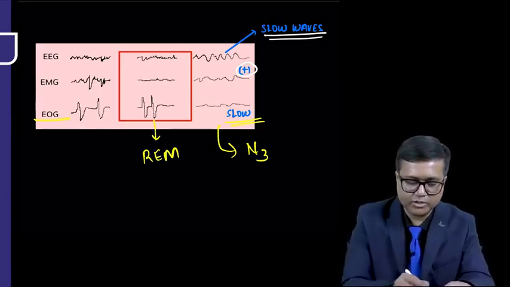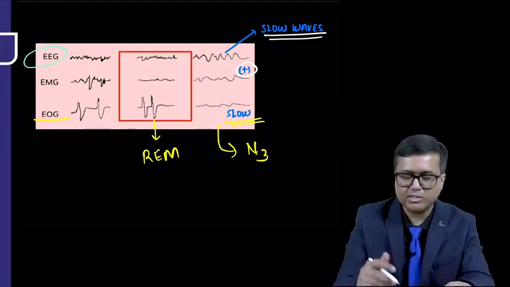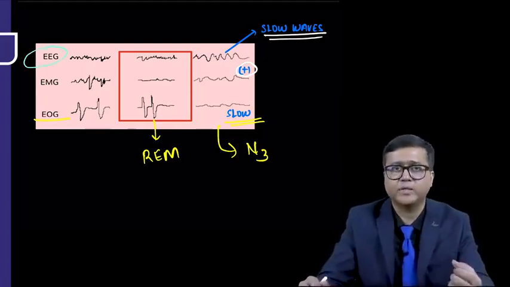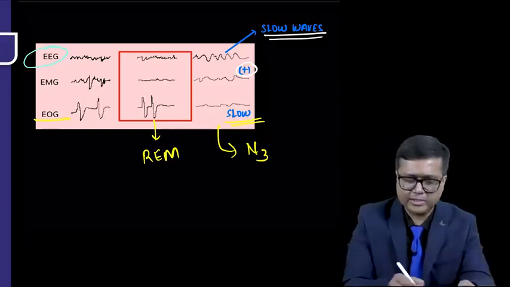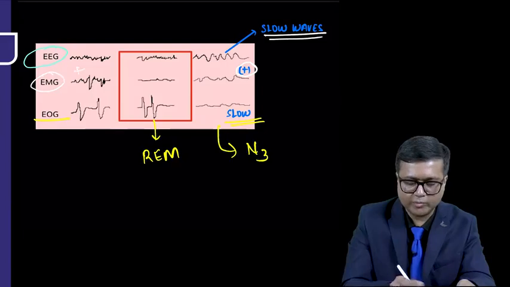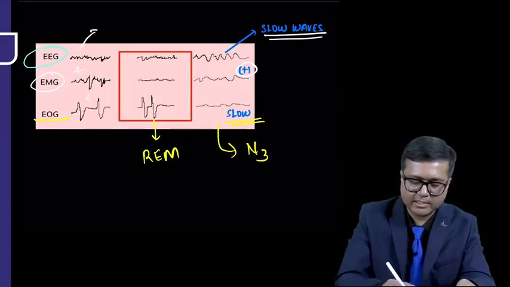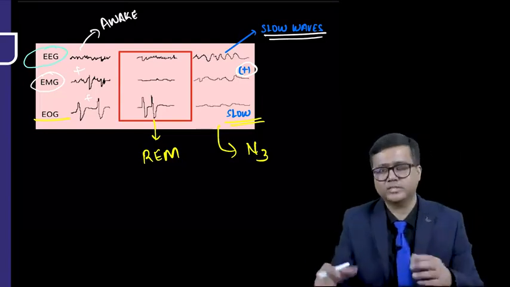And in this last one, the EEG is again showing fast activity, probably beta alpha activities. In the EMG, muscle movements are present, and ocular movements are also present. So these are basically the findings of the awake state. Okay, so we've discussed all these in the image.